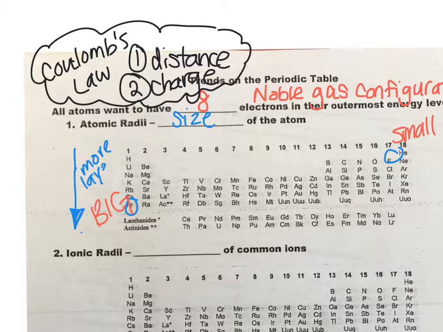But what's happening if we were to say, why is fluorine so tiny compared to, say, lithium? What does fluorine have more of? Not distance, but what? Protons. Where's lithium at? It's the second one.